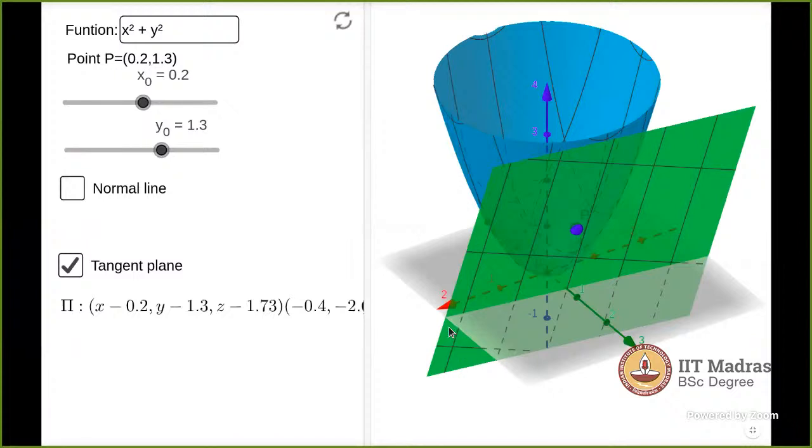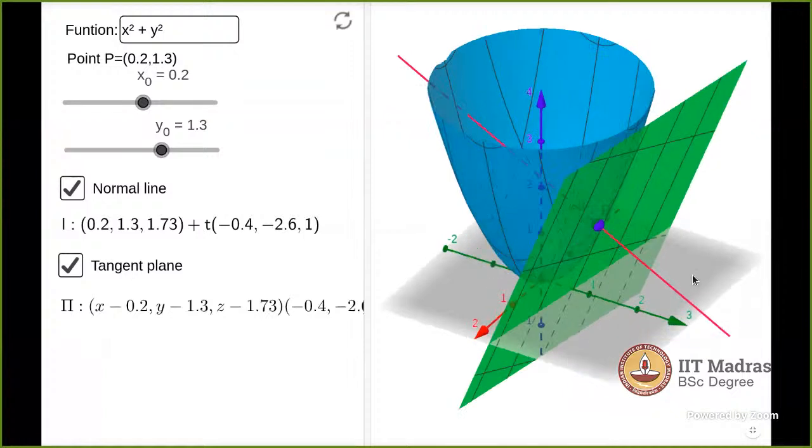So what is the normal line that you are drawing? Normal line is basically along the gradient vector. If we draw a line which is passing through that point, along the gradient vector, that is called normal line.